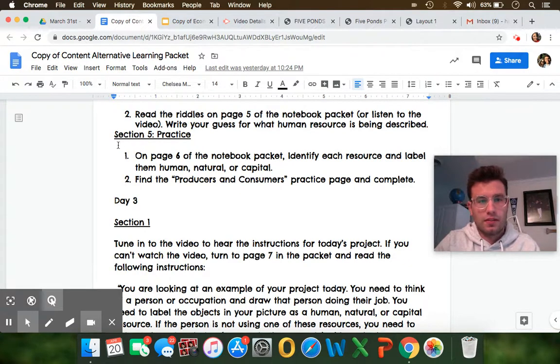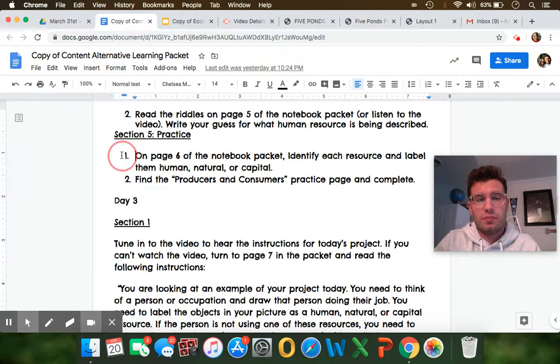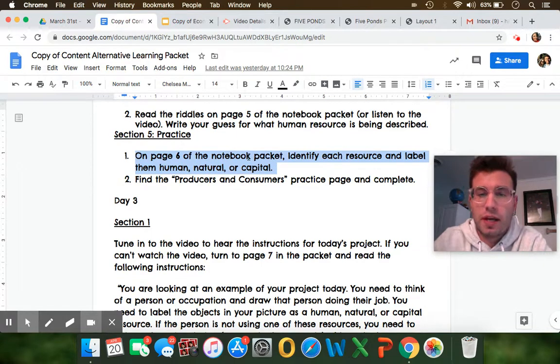Okay, so the last section you have is section 5. Day 2 is a lot of work, I know. Maybe you split it up. Section 5 is practice. So what you're going to do is, number 1, on page 6 of your notebook packet, you're going to identify each resource and label them as human, natural, or capital. And I'll show you the answers here in just a second. And the second thing is you have another practice page, and that's called producers and consumers.